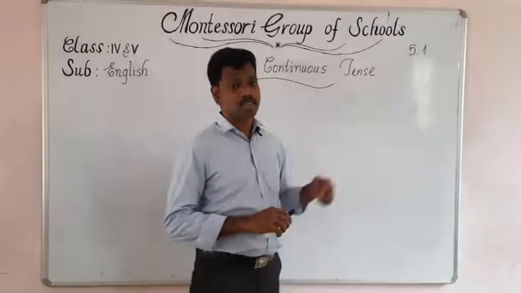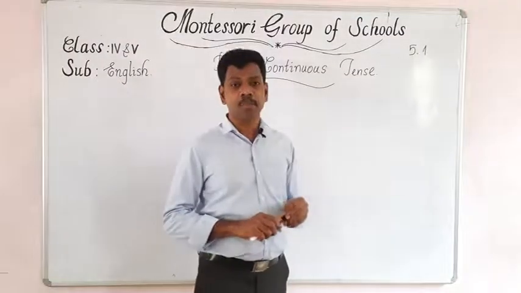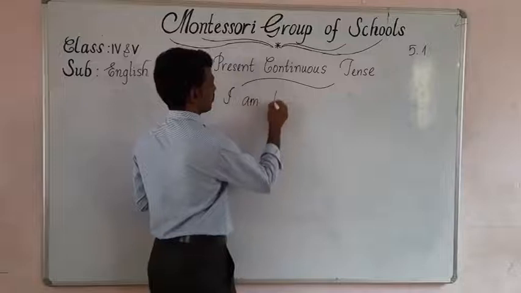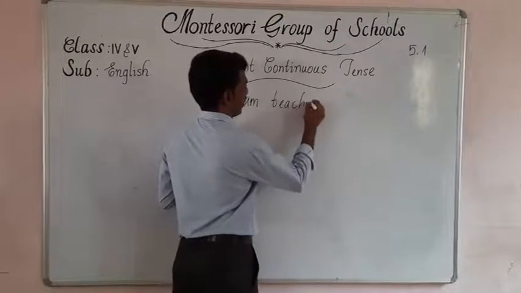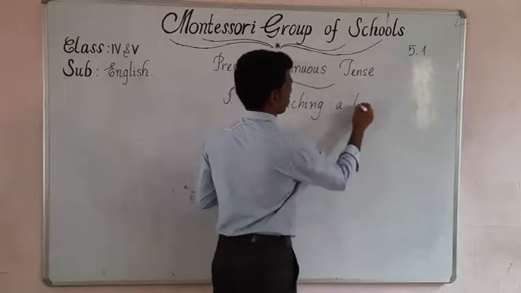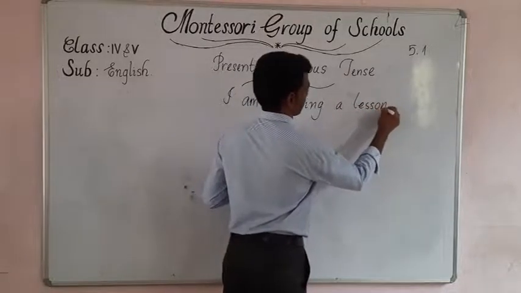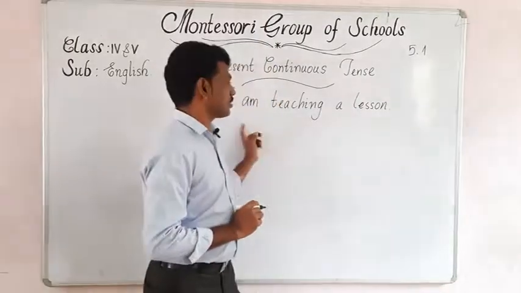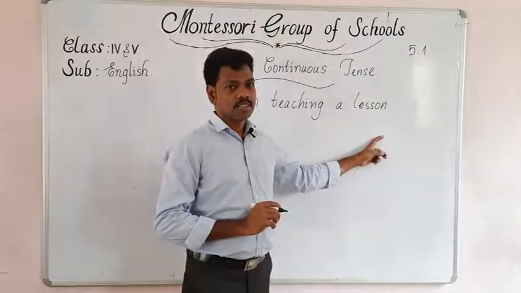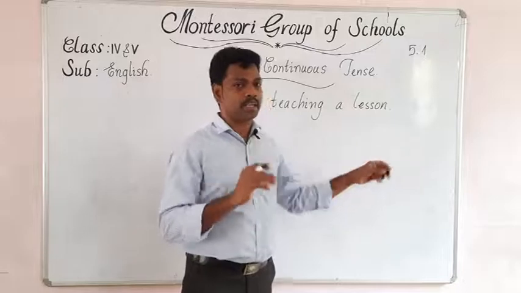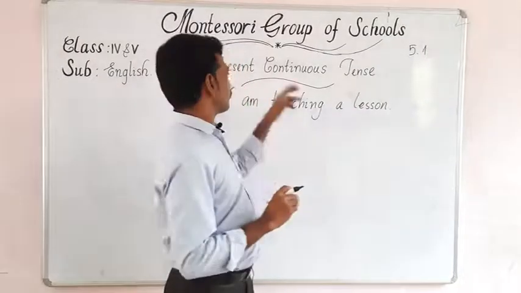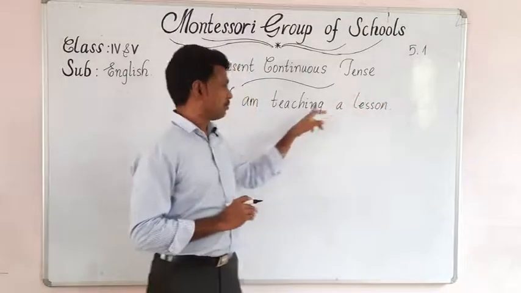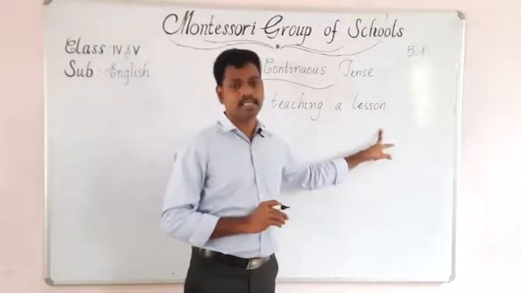Present continuous tense we use when the action is in progress. For example, I am teaching a lesson. So here the action is in progress. The action which is happening at the time of talking, we have to express in present continuous tense. Example, I am teaching a lesson.